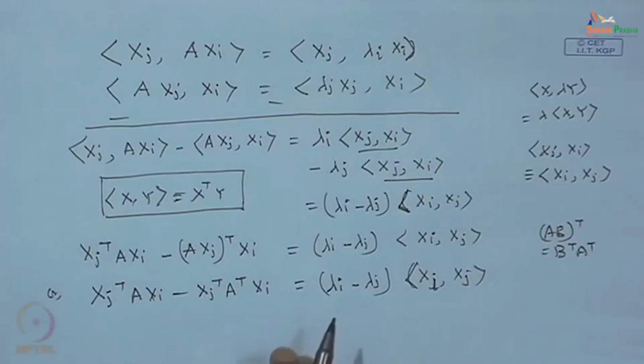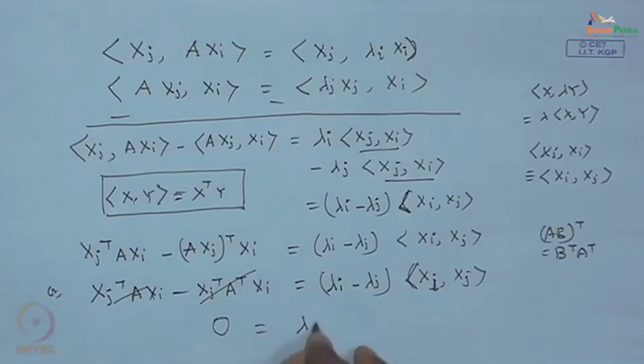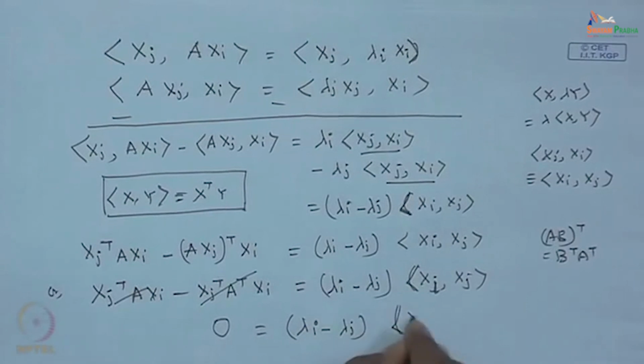Now, if you see, the left hand side will be having identical quantities, one with the negative sign. So, these two will vanish. So, what we get from here is that 0 is equal to (lambda i minus lambda j) times the inner product of x i and x j.